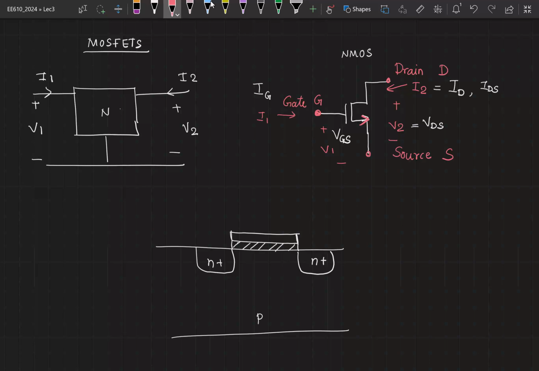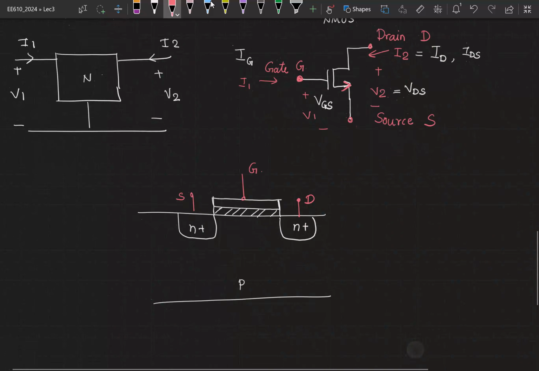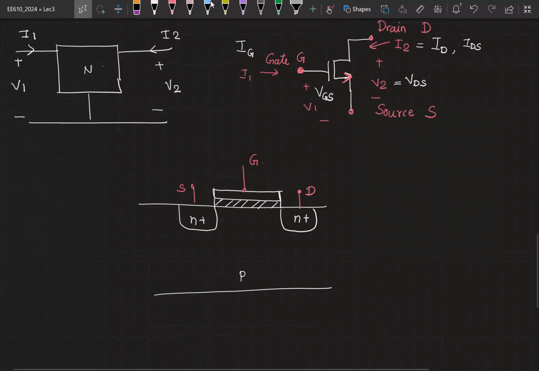Okay. Now this is your gate terminal. This is your source terminal. Let's say this is your drain terminal. For a MOSFET, the source and the drain terminal are very symmetric. You call one the source and the other the drain depending on the flow of the current, or whichever is at the higher potential. For an NMOSFET, drain is always at a higher potential than the source, and your current always flows from drain to source.